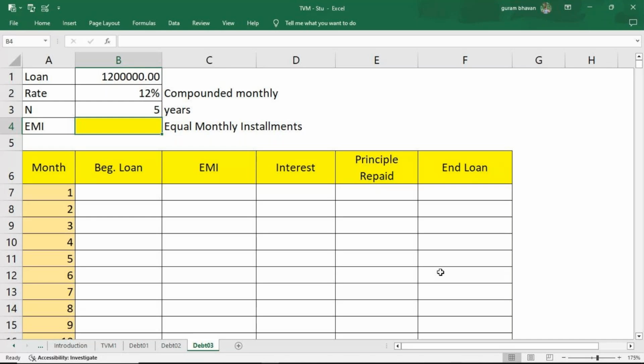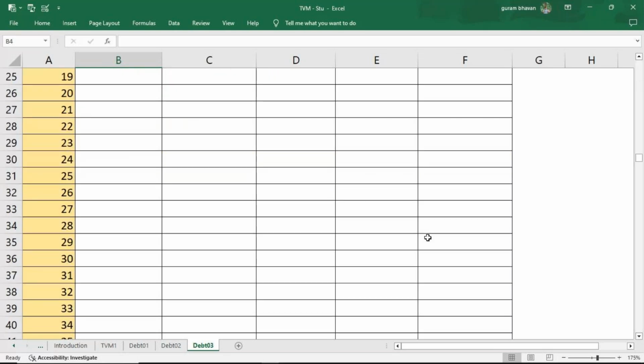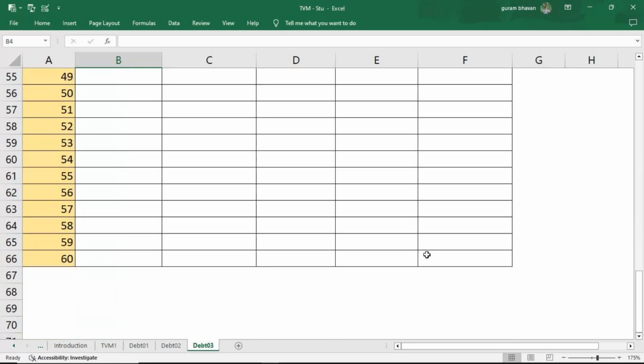So at the end loan, you should get 0. If you are getting 0 in the last, that means your answer is correct. So here you should get 0.